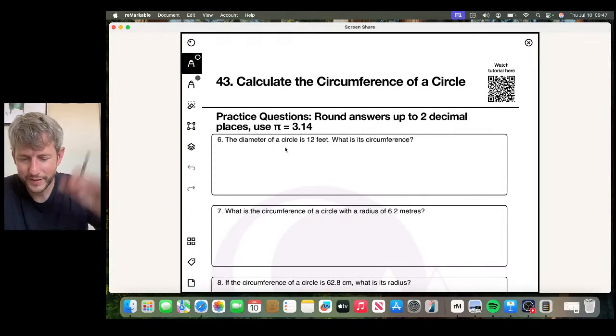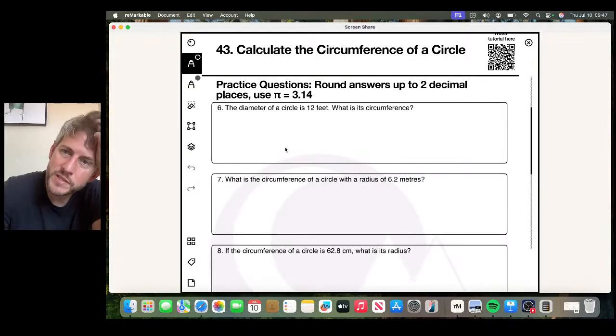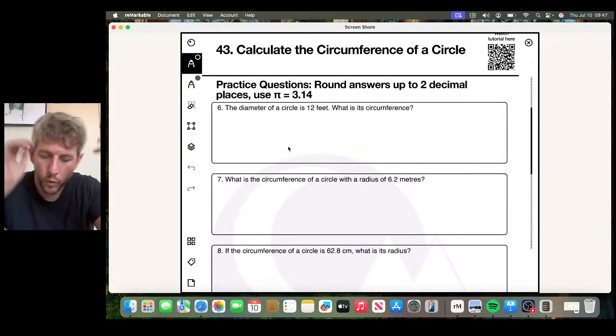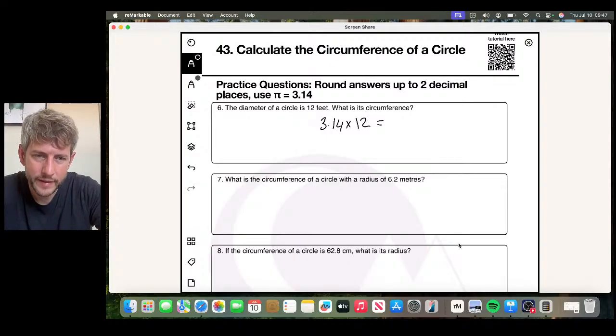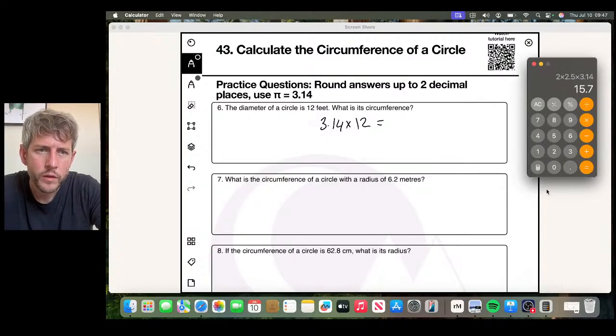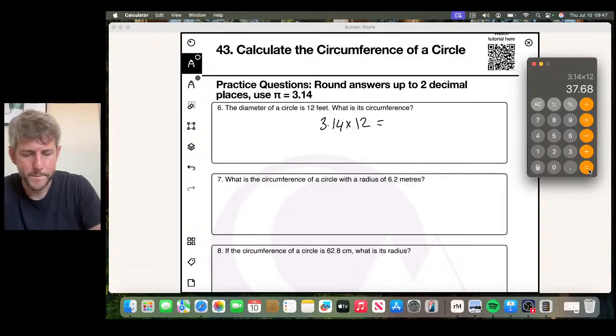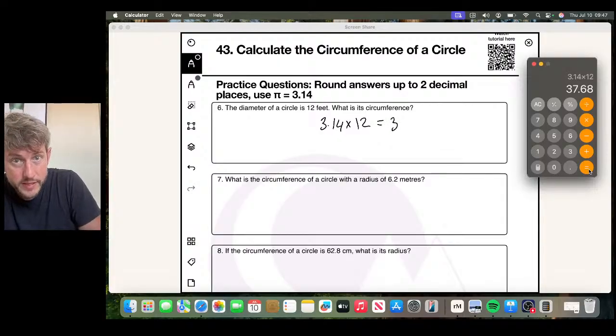The diameter of a circle is 12 feet. What is the circumference? Pi times diameter, 3.14 times 12. Okay, let's get the calculator out. 3.14 times 12. And that's going to be 37.68 feet.